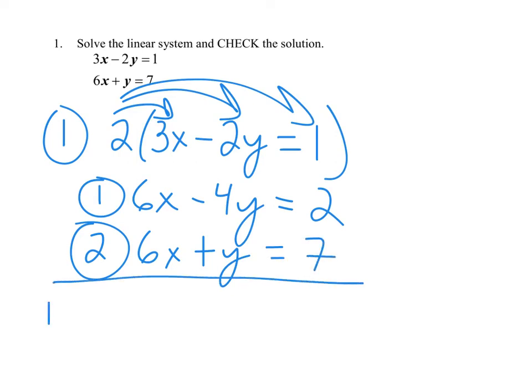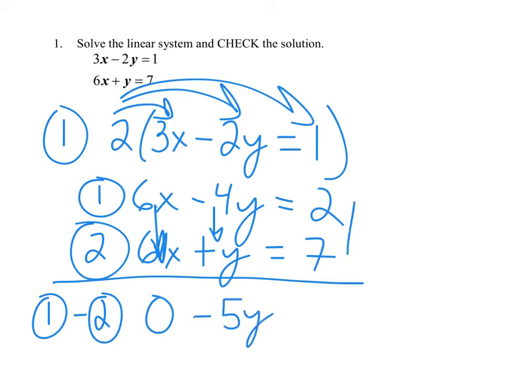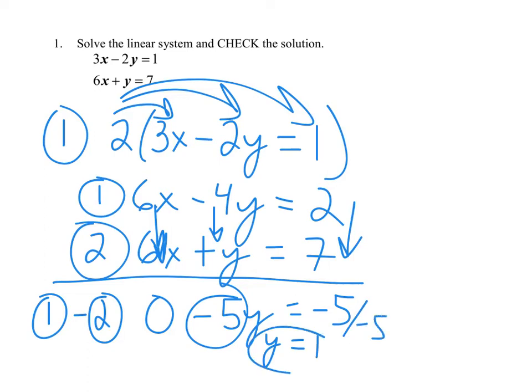If we subtract these equations, equation 1 minus equation 2, we end up with 6x minus 6x, which is 0. Then we have negative 4 minus 1, which becomes negative 5y, and 2 minus 7, which becomes negative 5. If we divide both sides by negative 5, since that's the coefficient on y, we end up with y equaling 1. That is our first value in this linear system, the y value.